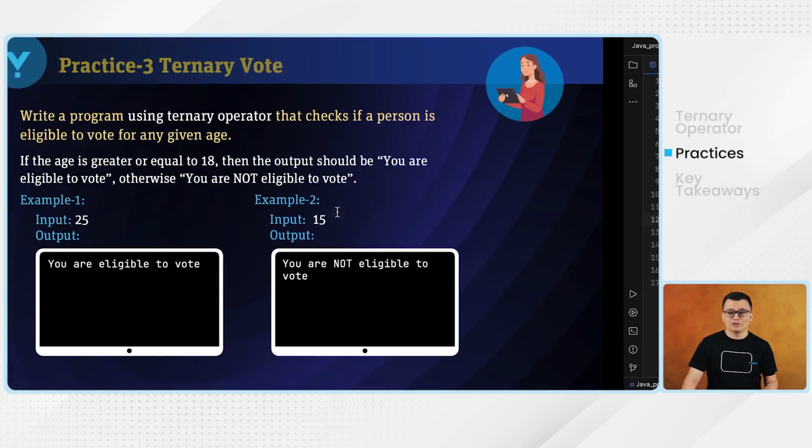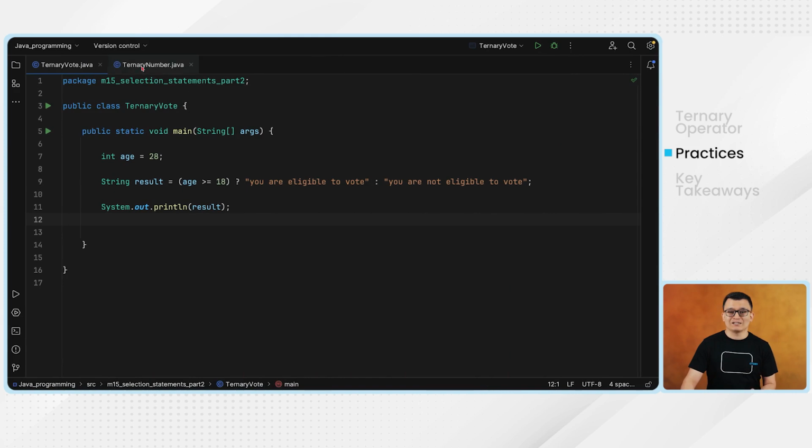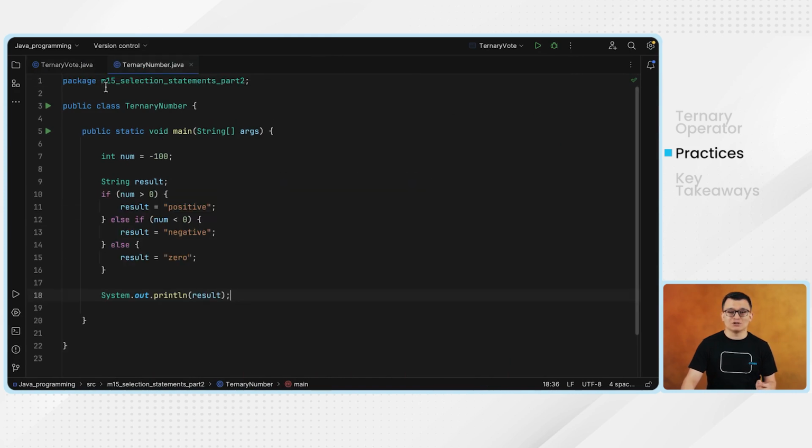Okay. And now let's take a look at another practice task. This is also one of the practice tests that we have completed before by using the if statements. A number will be given to you. You need to identify if the number is 0, negative, or positive. Okay. So for this second task, please create a new class under the package module 15. Name it TernaryNumber. Okay.